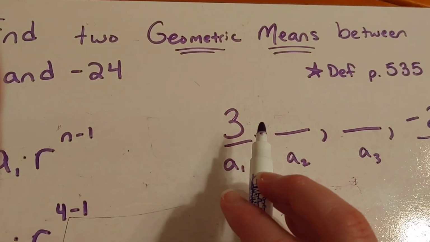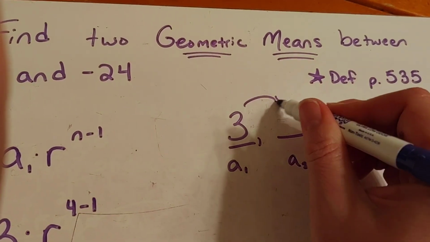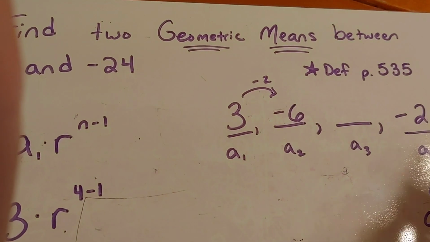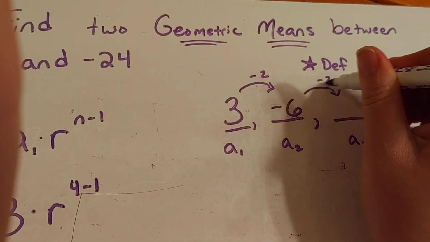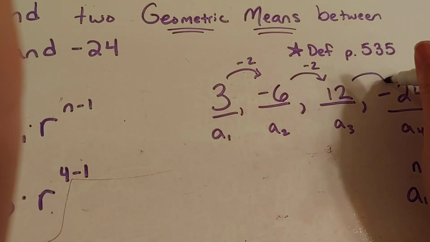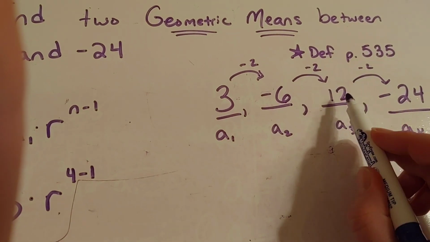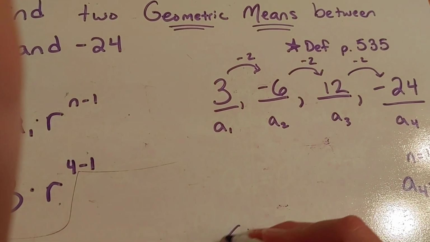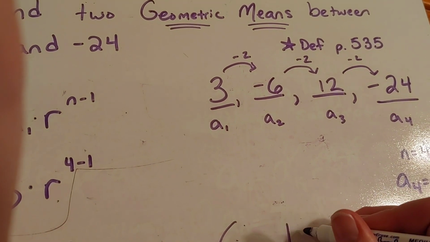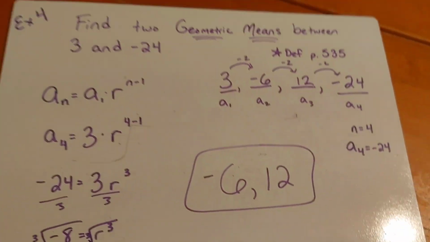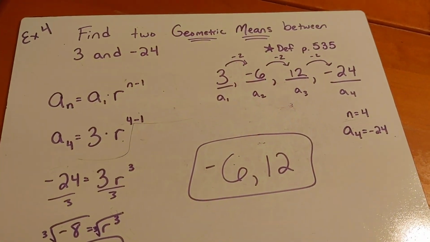Let's go up to our sequence here, and let's multiply by -2. 3 times -2 is -6. Let's multiply by -2 again. -6 times -2 is 12. Let's multiply by -2 one more time to see if it works. 12 times -2 is -24. Definitely works. My answers are, the two geometric means are -6 and 12. That is the answer to example 4.